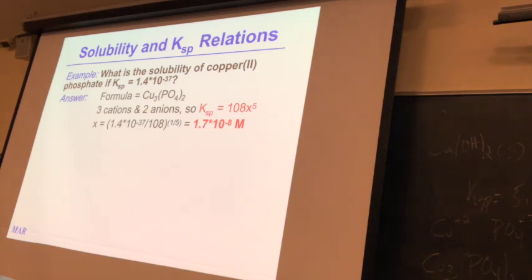And again, this is very insoluble. That's a really small number. So copper and phosphate are going to run to each other basically once they figure it out. If you don't want them to run to each other, keep your ions under that level.